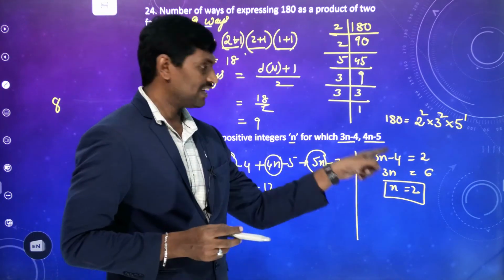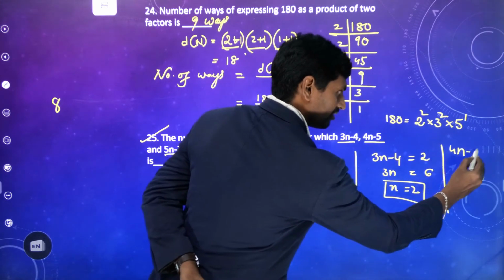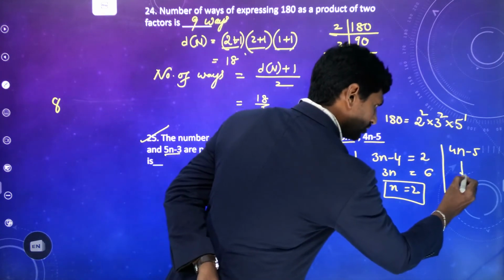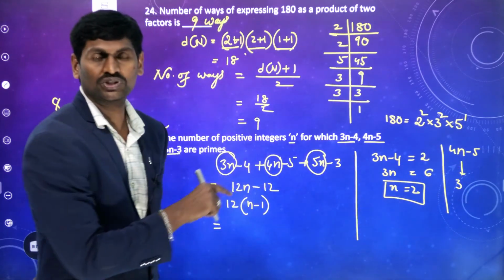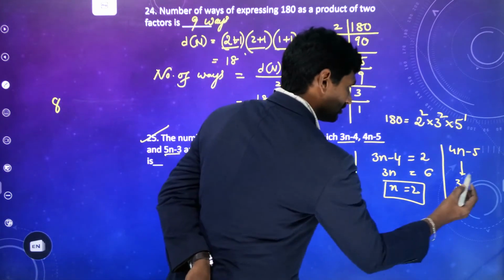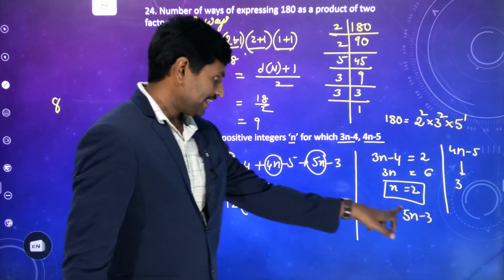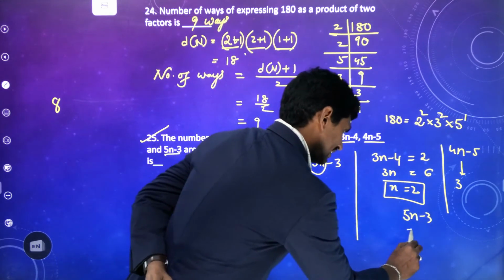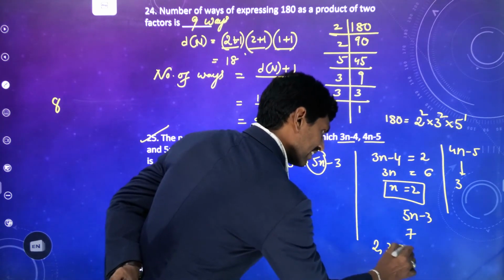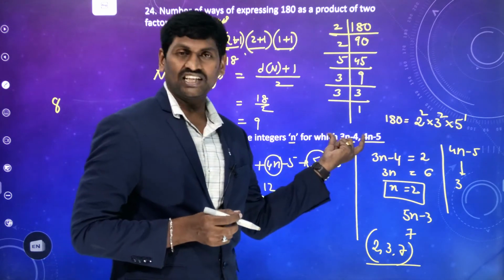Let us substitute these values in the remaining. That means in 4n minus 5. 4 2s 8. 8 minus 5, 3. Yes. This value gives 3. Just substitution. Here also 5n minus 3. 5 2s 10, 10 minus 3, 7. Yes, we got a way that is 2, 3, 7. All are prime numbers only. One chance we have, while we are taking 3n minus 4.